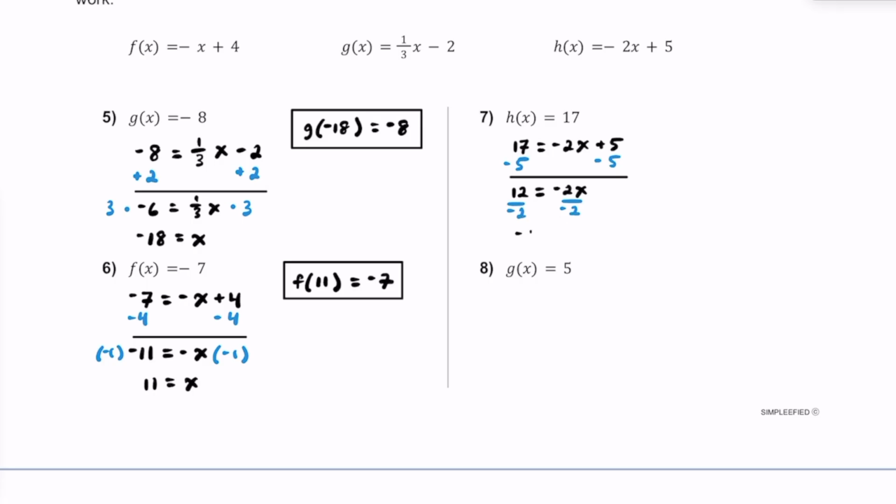And if we do that, we're going to see that -6 is equal to 1x, or just x here. So what we just found out here is that if you do h of -6, or when -6 goes into that h function, we're going to get 17 out, which is what the information was that we were given.